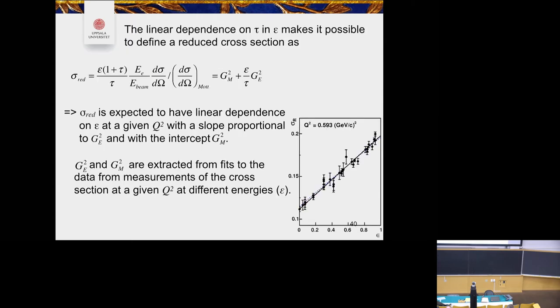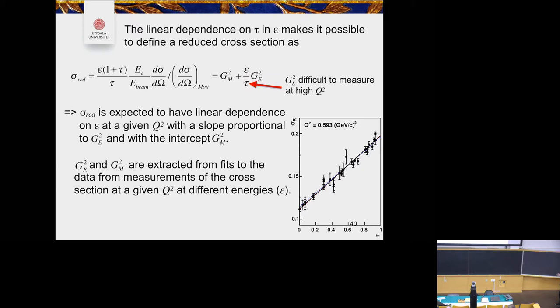So what you do is that you define a reduced cross-section, which simply you divide the experimental cross-section with the Mott cross-section and divide out the kinematical factors. And then you get GM squared plus epsilon over tau GE squared. So you expect this cross-section to have a linear dependence on the polarization of the virtual photon at a given Q squared, with a slope that is proportional to GE, and the intercept is then given by GM. So you have to measure at many, many energies and many Q squared and then plot this as a function of epsilon to extract this.